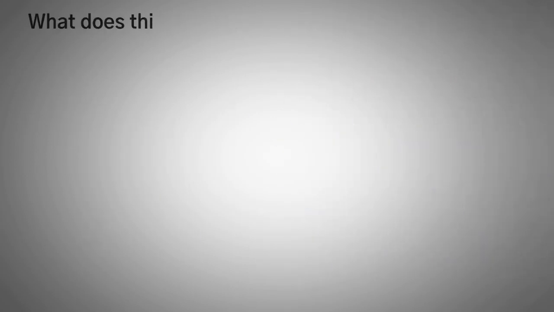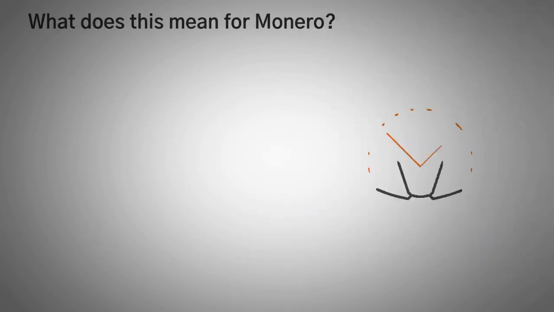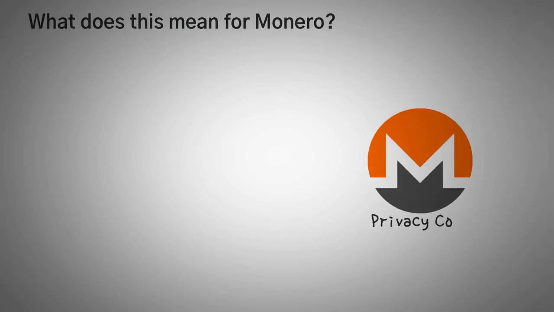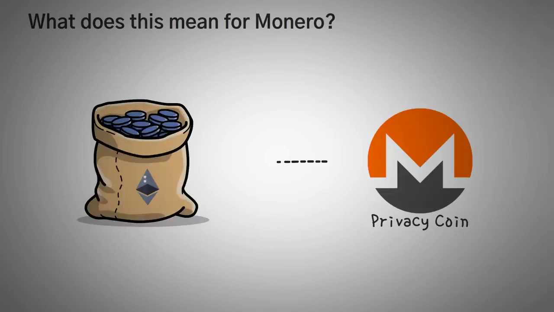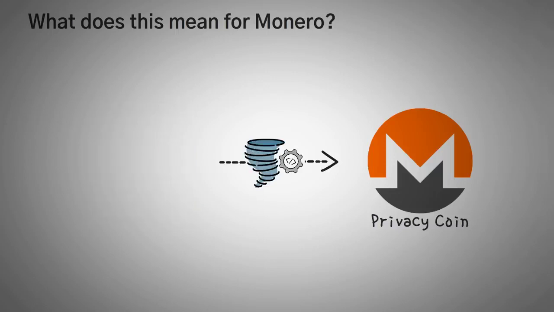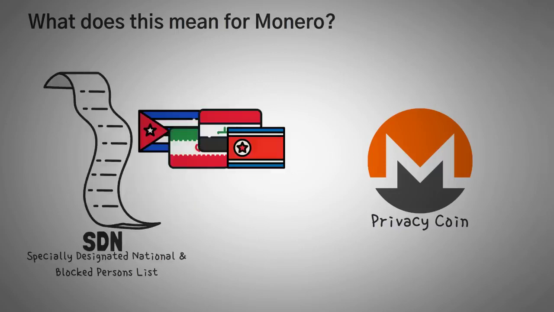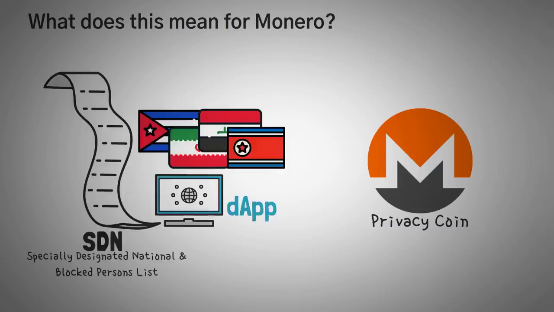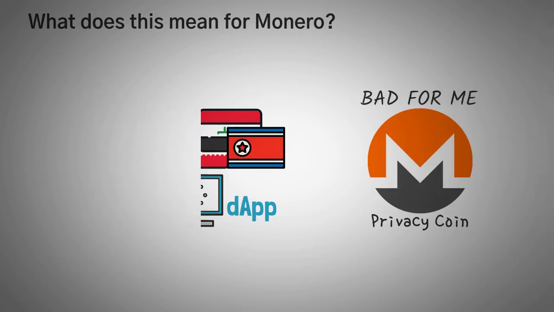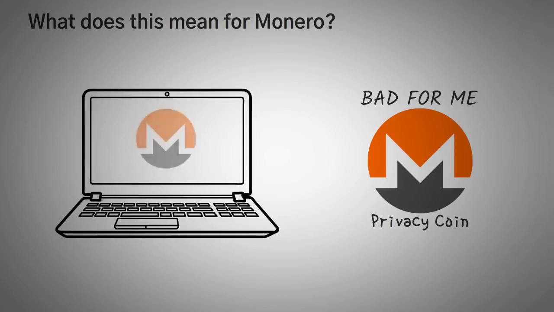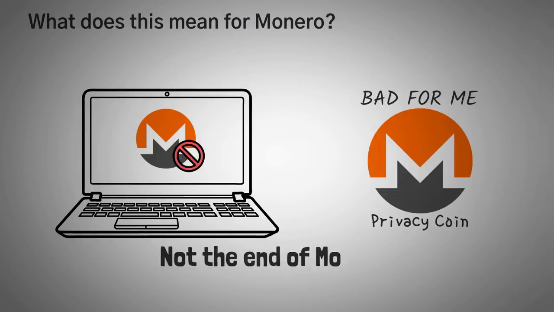One last question I want to leave you with is, what does this mean for Monero? Monero is a privacy coin. It's like if you took every transaction of Ethereum and ran it through Tornado Cash. Well, if the US can add a dApp to the sanctions list, then they can definitely add a coin. This would be very bad for Monero, as it would ensure that all US exchanges remove Monero from their listings, which would greatly prevent people from trading the asset. This doesn't mean it would be the end of Monero, but it would probably not be good for future development or for price action.